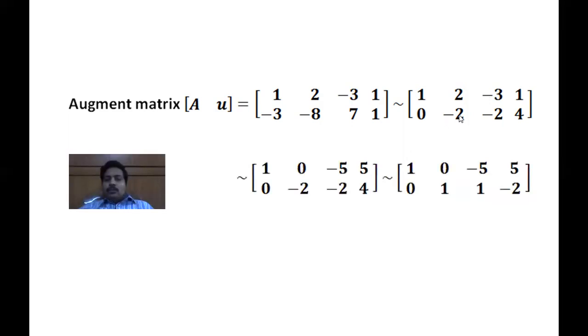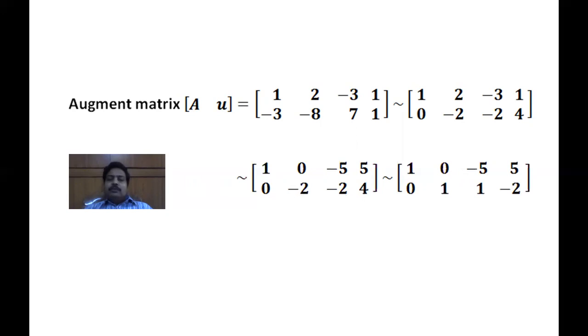And using these two, we can make this 0. Just by simply adding these two, R1 goes to R1 plus R2. So 1 plus 0 is 1, 2 minus 2 is 0, minus 3 minus 2 is minus 5, 1 plus 4 is 5. So here we are just adding R1 and R2 for the first row. And here minus 2, 4 are the entries in the second row. So the second row is being divided by minus 2.